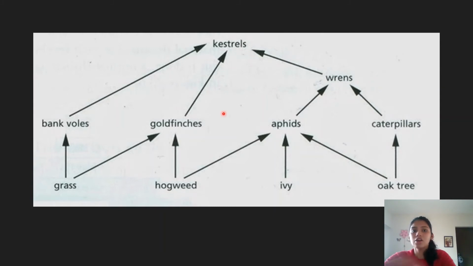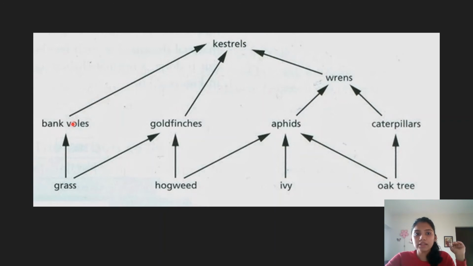Because first, kestrels divided their preying between three organisms: bank voles, goldfinches, and wrens. But now, since bank voles are out, it's only between these two. So a larger proportion of goldfinches and wrens will be consumed, which means there'll be more hogweed left, and more aphids and more caterpillars. Which means when there are more aphids and caterpillars, there will be less ivy because more aphids means more feeding on ivy, so less ivy. More caterpillars means more feeding on oak tree, so less oak tree.